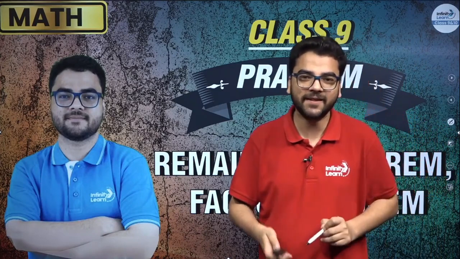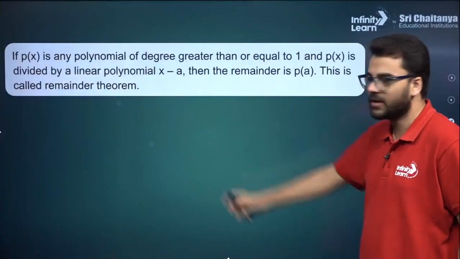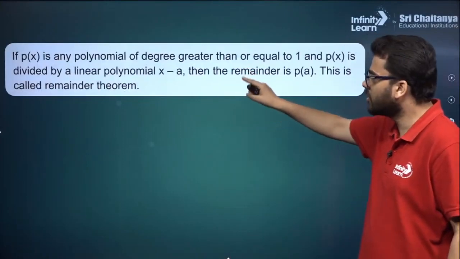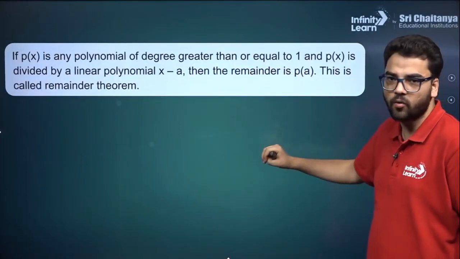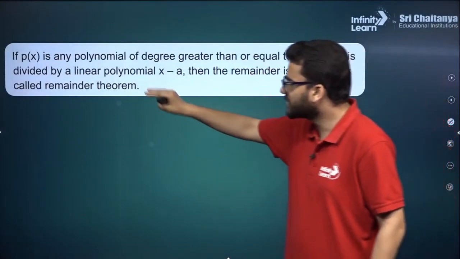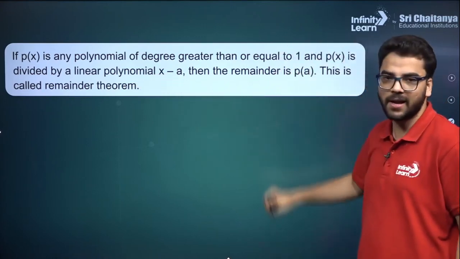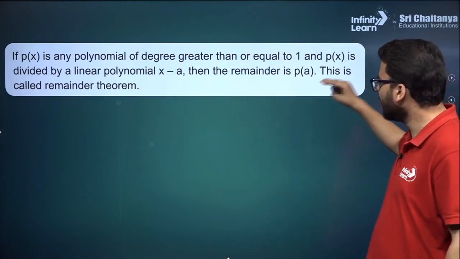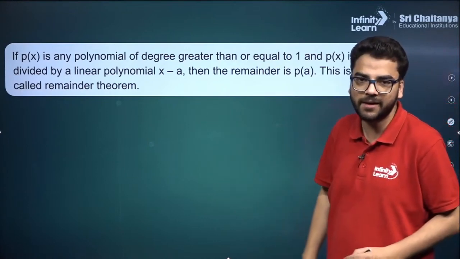Okay, so let's start with it, guys, with the remainder theorem. If p of x is a polynomial of degree greater than or equal to 1 and p of x is divided by a linear polynomial x minus a, then the remainder is p of a. This is called the remainder theorem.